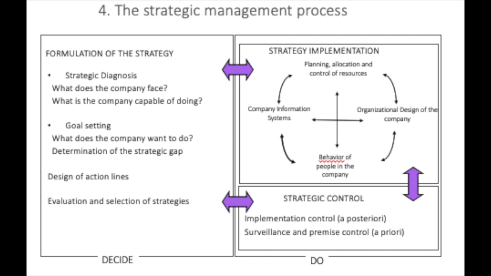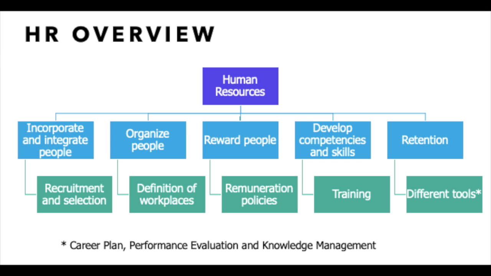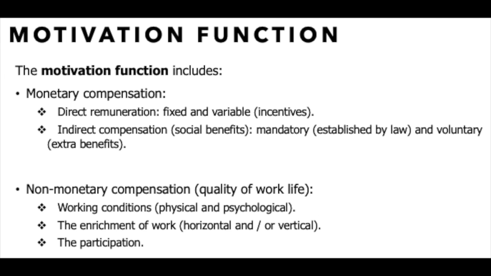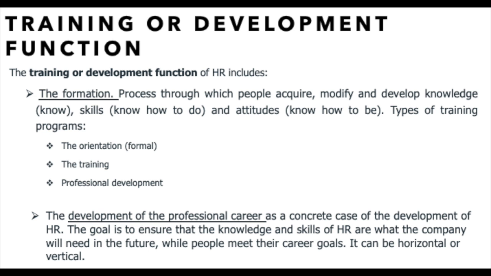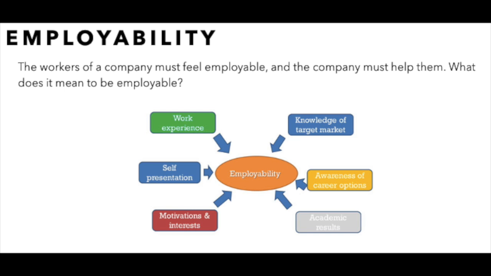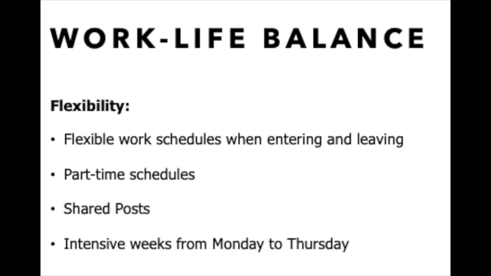up on this process. In lesson 5, we talked about the HR overview, the human resources department. We looked at the attracting function, which could be that of the recruitment. We looked at the motivation function, which could be monetary or non-monetary compensation. We also looked at the training or development function, which is that of developing skills for your employees. And we also looked at the support function, which is that of anticipating the needs of employees. We also looked at the employability. And lastly, we had a very interesting debate about the work-life balance in class.